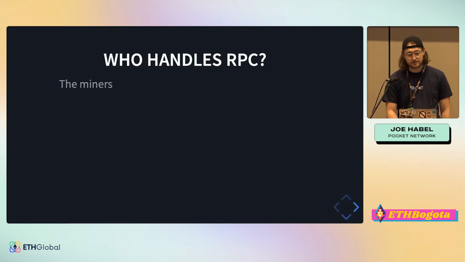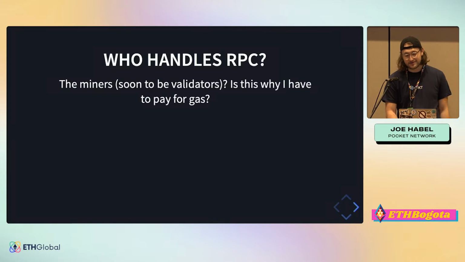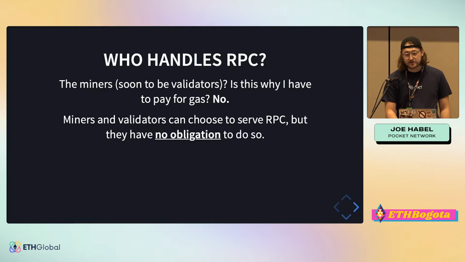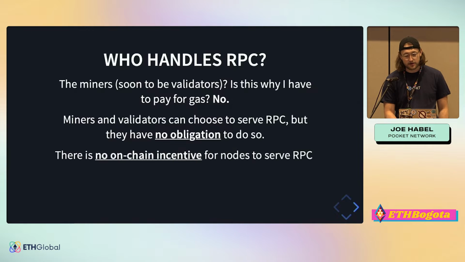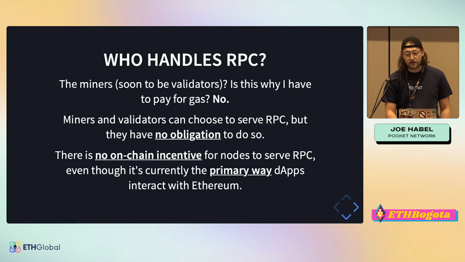Who handles this? It was the miners, now validators. It's a little outdated, and sorry about that. Is this what gas is for? No, it's not. Validators can choose to serve RPC, but they have no obligation to do so on the network. There is no on-chain incentive for nodes to service applications with RPC, even though it's the primary way that applications interact with the Ethereum blockchain.